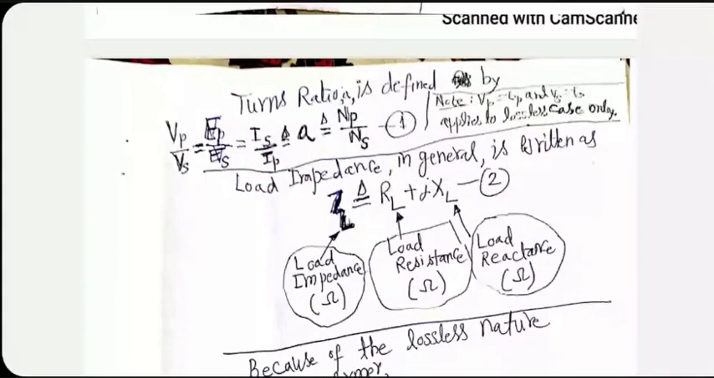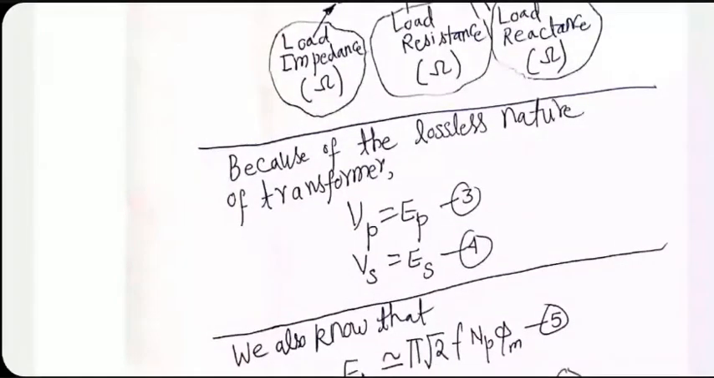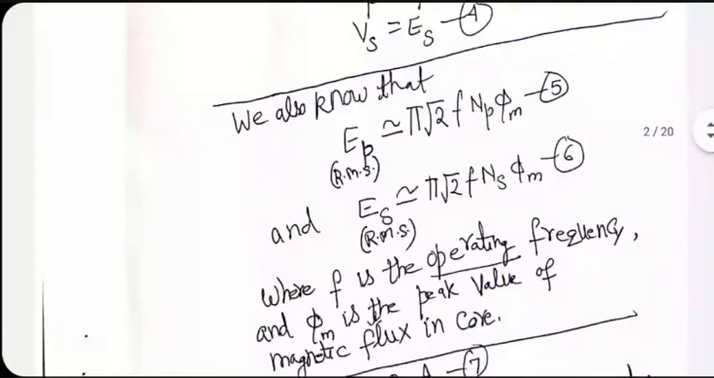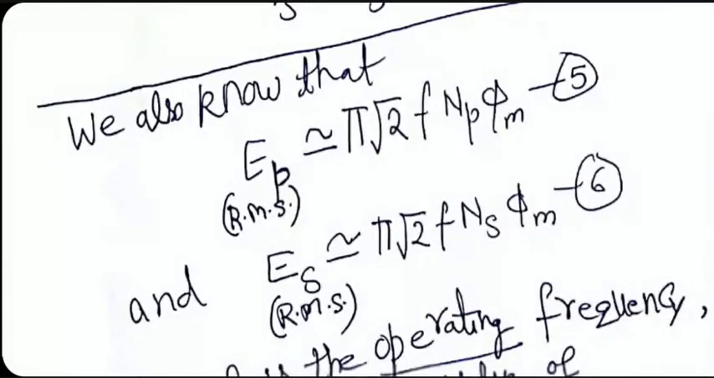Now, because of the lossless nature, these two equations, 3 and 4, apply. We have already derived these formulas for EP and ES, RMS values. Pi multiplied by square root of 2 multiplied by frequency of operation multiplied by number of turns in that winding multiplied by peak value of the magnetic flux going through the core of the transformer. This equation is identical for both the windings. The only difference is the number of turns changes depending on the winding.